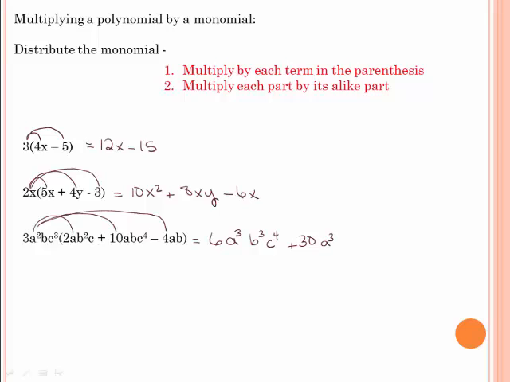a squared times a, which gives me a to the third, b times b, giving me b squared, and c to the third times c to the fourth, giving me c to the seventh, and then 3 times negative 4, which gives me negative 12, a squared times a, which gives me a to the third, and b times b, which gives me b squared. C times nothing, so I just keep it as c to the third.